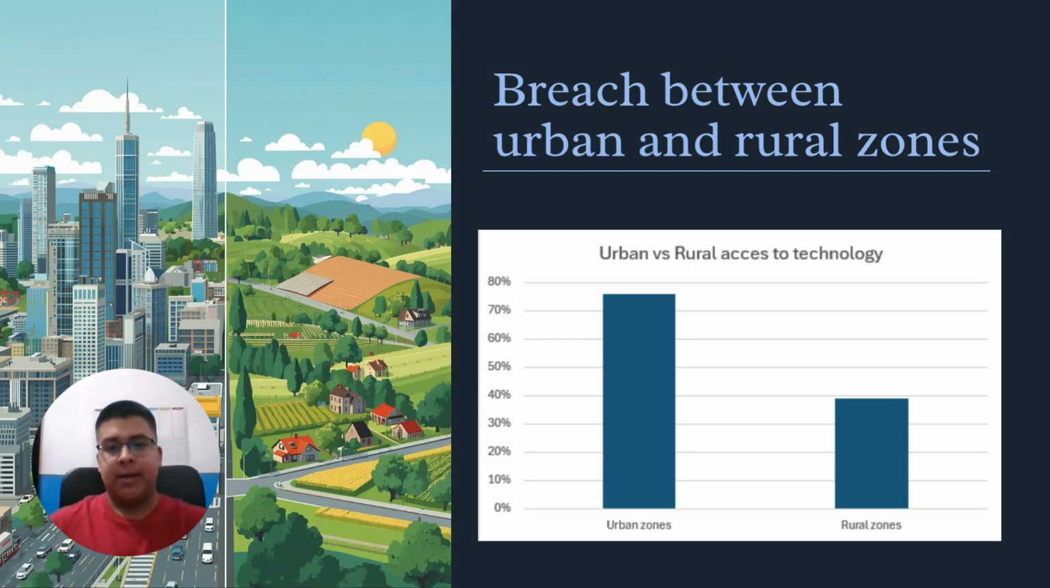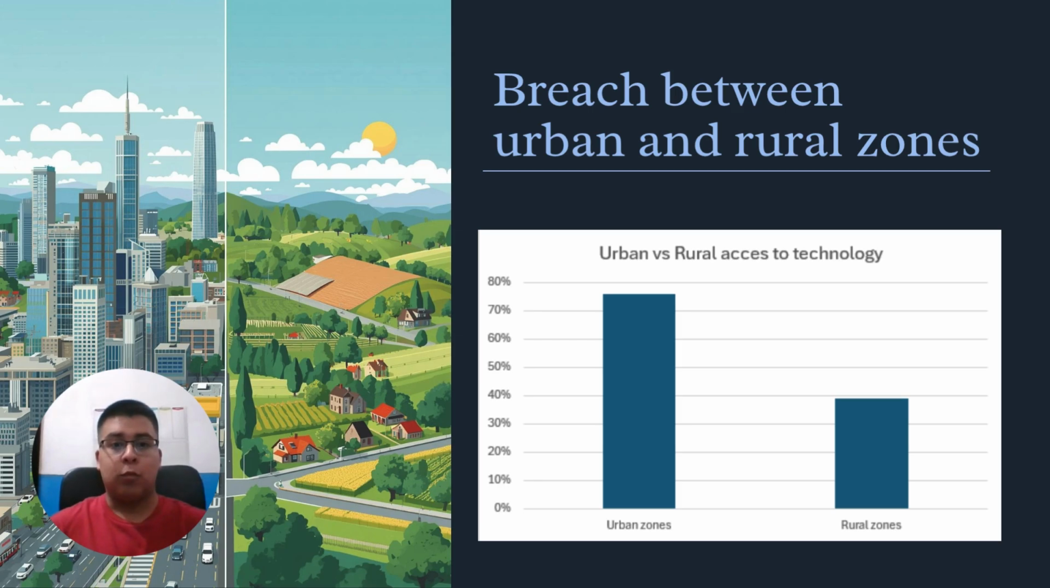But the digital divide doesn't just stop there. There's a deep division even within the same countries. Let's take the average developing country, for example, like Mexico. For example, in urban areas, around 75 to 76% of the households have access to internet.